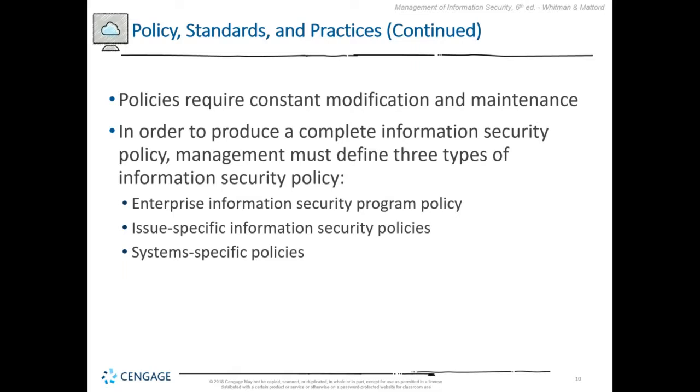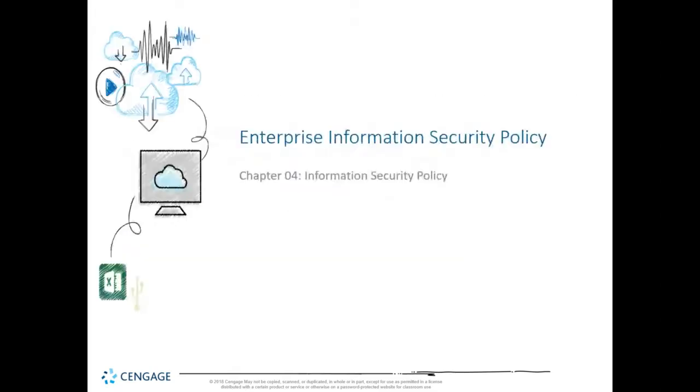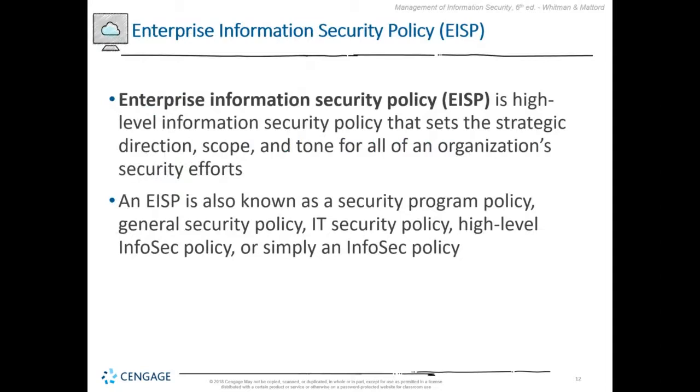So we've got three different types of information security policies we're going to talk about. We're going to talk about enterprise information security policy, issue-specific, and then system-specific policies. All right, the first one we're going to talk about is enterprise information security policy. That's a policy that sets the strategic direction, scope, and tone for all of the organization's security efforts. Now, this must support an organization's vision and mission statements.